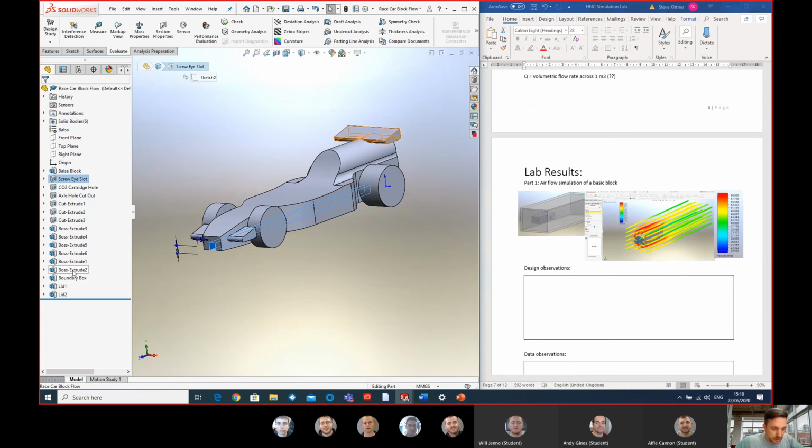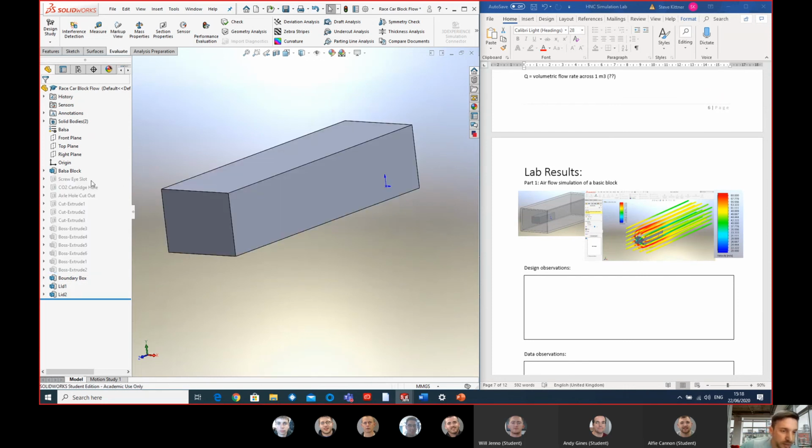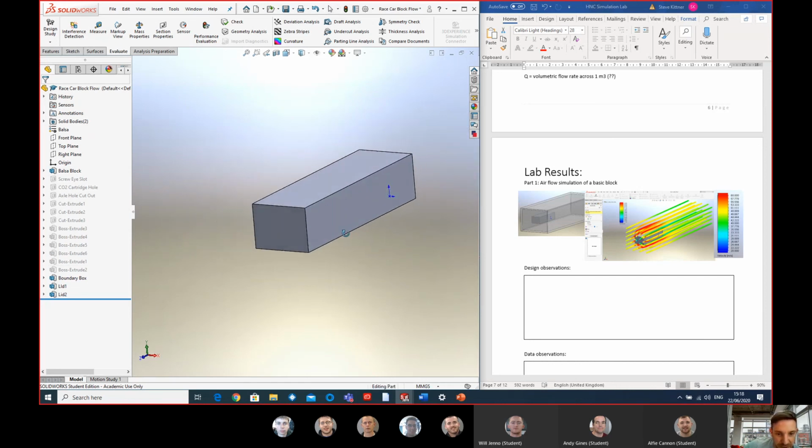So let me just show you how I've set this up. So let me suppress those. I've basically deleted all these features, but I've not deleted them. I've just suppressed them. So they're still there, but I'm not using them. So we're going to look at the aerodynamics on this block of material to start with.